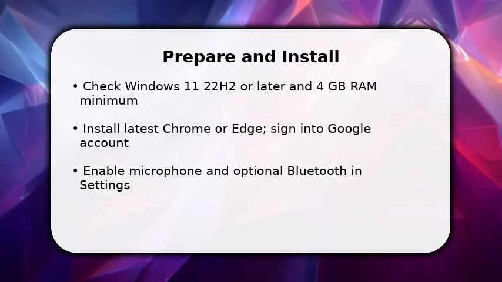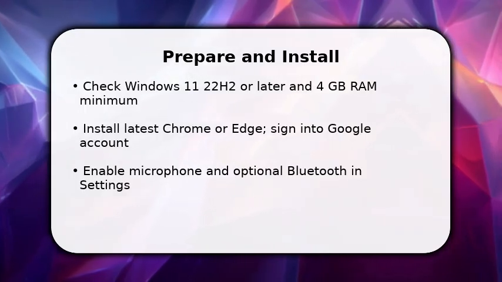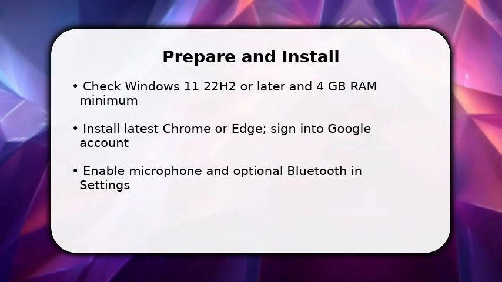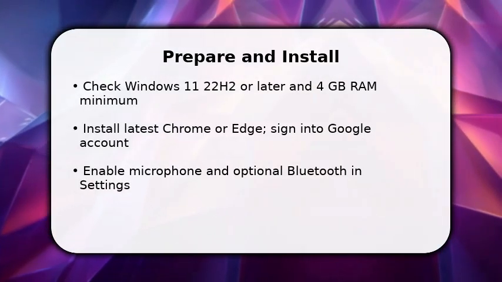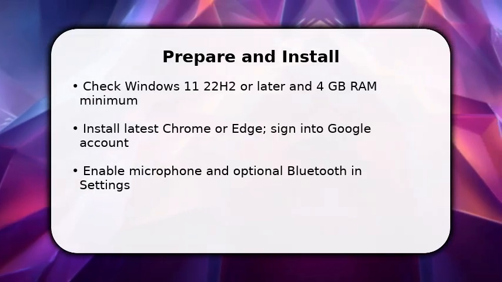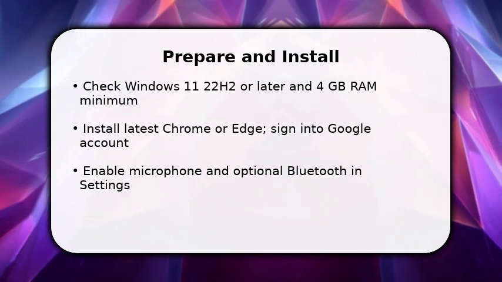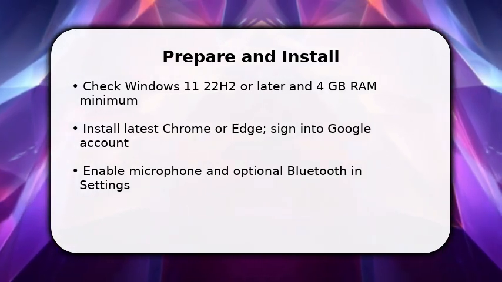Once done, grant microphone access when prompted so voice input works system-wide. Make sure background apps permission is allowed so Assistant can run minimized. These steps let the Assistant access audio and network resources, which is required for reliable wake word and command processing.